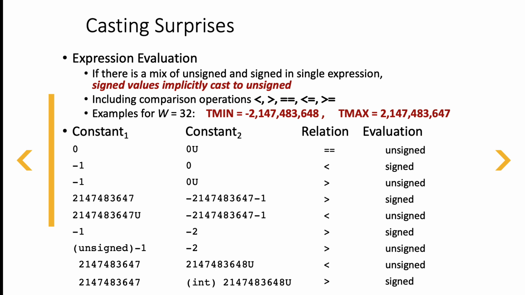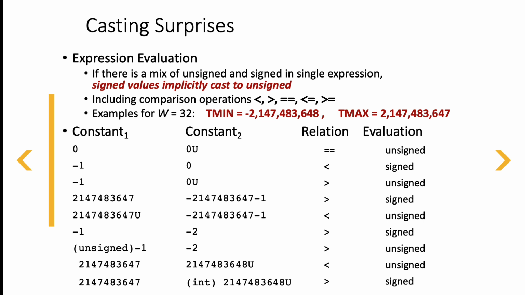These examples are going to be for a word size of 32. We've got our T min and T max here, so we can keep track of what those are, because that's going to matter. Remember, when we start talking about the difference between signed and unsigned, these T min and T max set our boundaries. They tell us where things start getting a little weird.